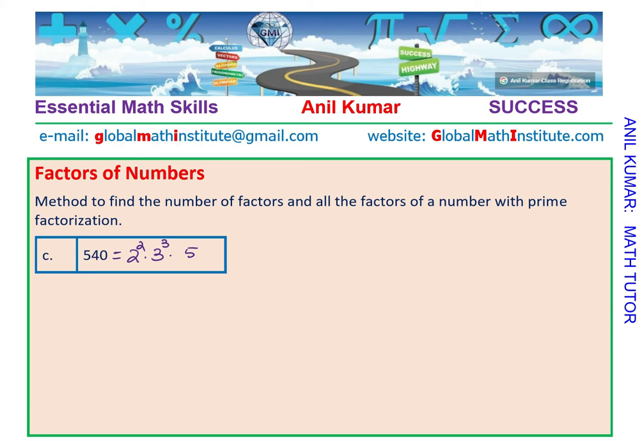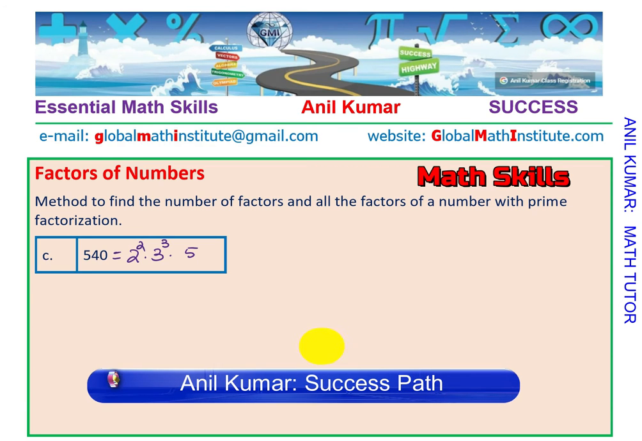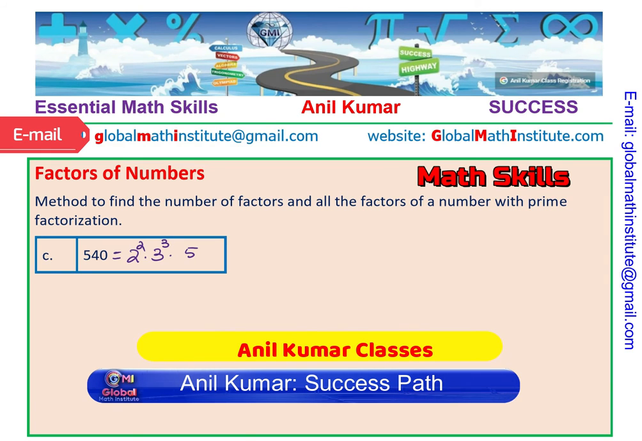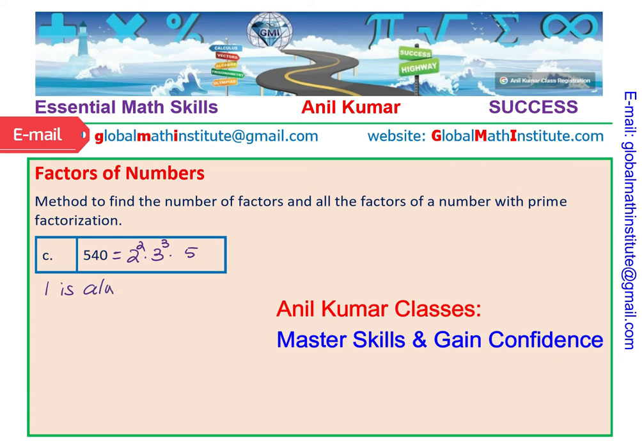Great. Now let's see. How do we find the factors, correct? So always when you begin, when you multiply none of them, you always get 1 as a factor, right? 1 is always a factor, correct? And 540 is always a factor.